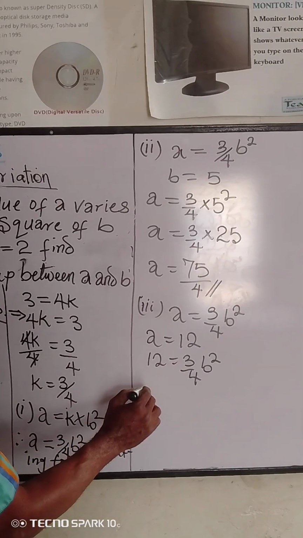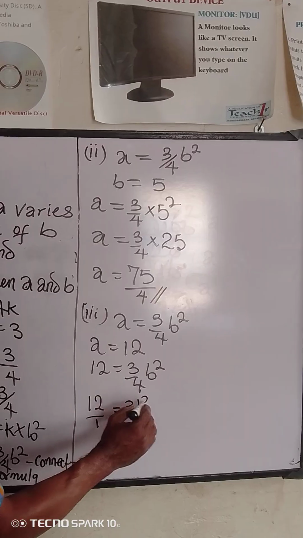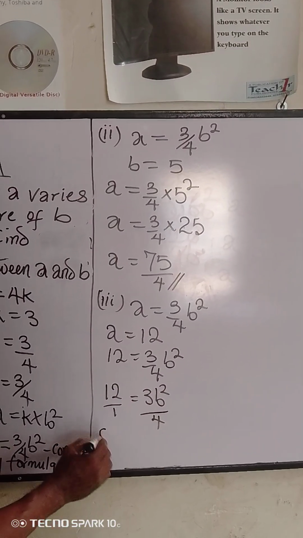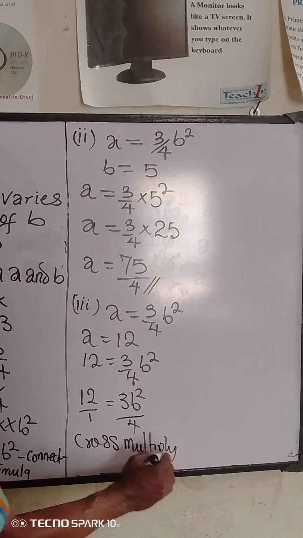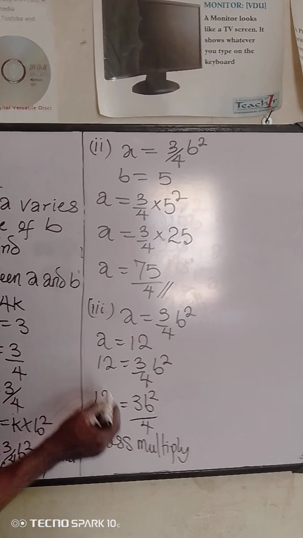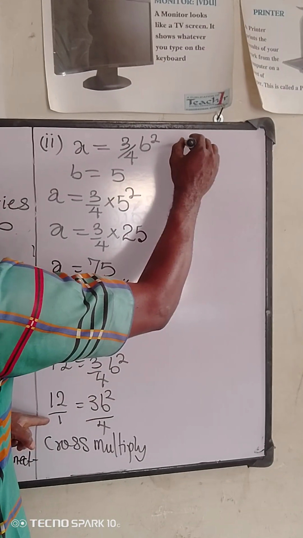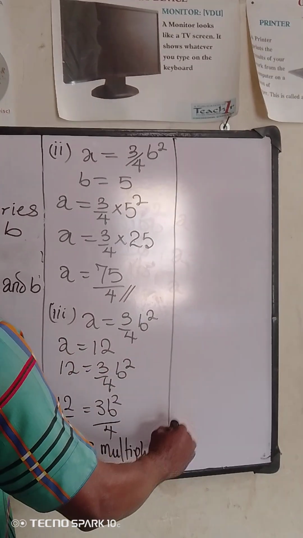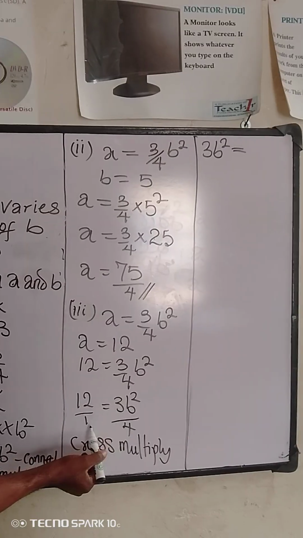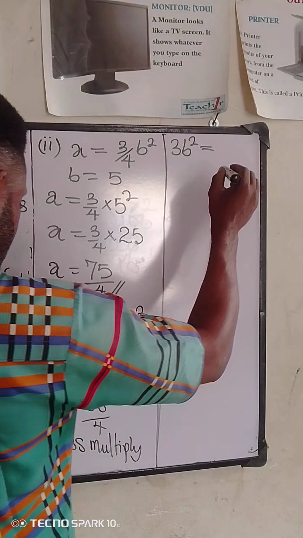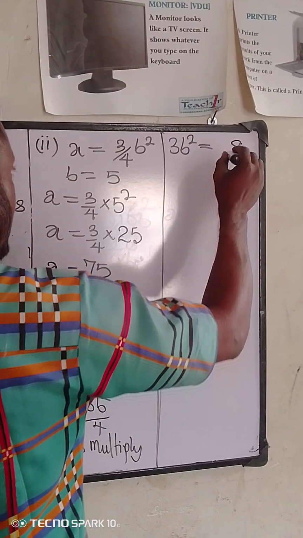So this B squared, I can write this as what? 12 all over 1 equals 3 times B squared, which will give me 3B squared over 4. So from here I will cross multiply. So for me to cross multiply this, I will have what? 3B squared times 1 will give me 3B squared equals 4 times 12 is what? 4 times 2 is 8, 4 times 1, that is 48.